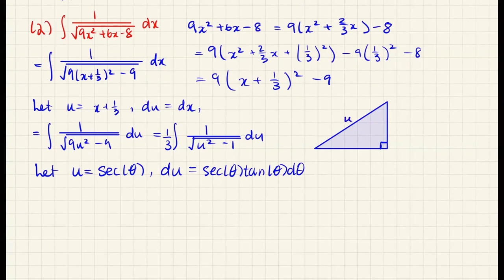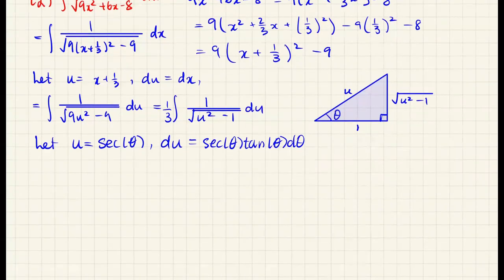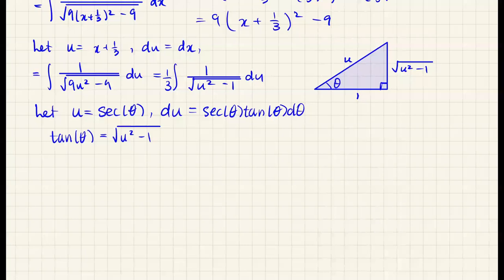All right. So secant theta is the hypotenuse, which is u, divided by the adjacent, which is 1. So that means this length is going to be the square root of u squared minus 1. Now if we consider the tan ratio, tan theta is just going to be the square root of u squared minus 1, right? So let's go ahead and put that in. We have this information down here. We have the du, so let's put everything else in.